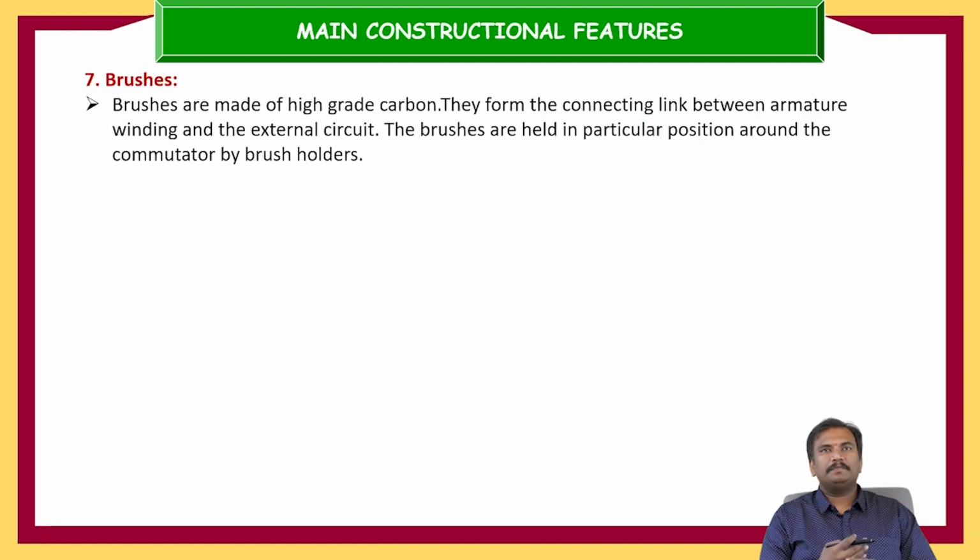And the next one is brushes. Brushes are made of high grade carbon. They form the connecting link between the armature winding and the external circuit. The brushes are held in a particular position around the commutator by brush holders.